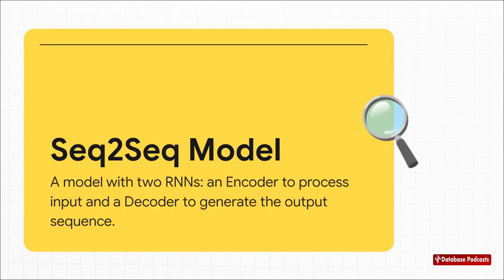Okay, so what exactly is a Seq2Seq model? Really, you can think of it as a team of two, each with a special job. First, you have the encoder, which is kind of like the reader. Its job is to process the input. And then you have the decoder, which acts as the writer, generating the output. They work together perfectly to turn one sequence into another.